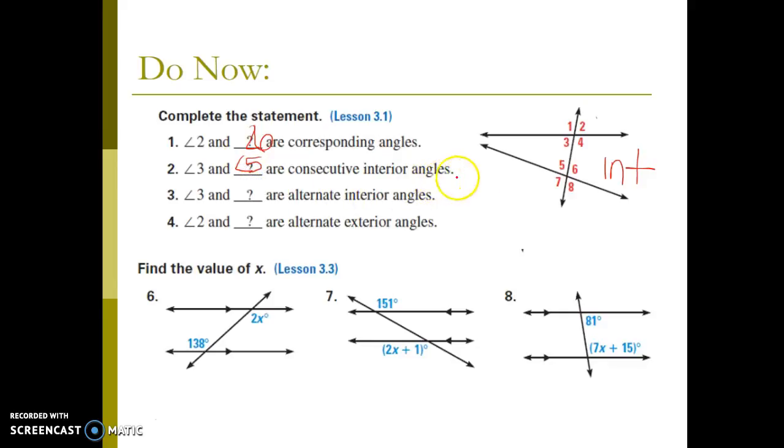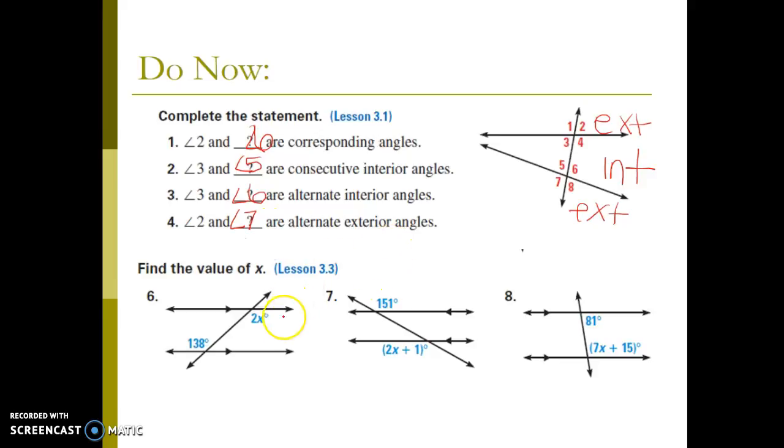For number 3, alternate interior angles, also still in the interior but on opposite sides of the transversal. So in this case, angle 3 and angle 6 would be alternate interior angles. And for the last one, alternate exterior angles, again, exterior being on the outside of the two lines, and alternate being on opposite sides of the transversal. So angle 2 and angle 7 will be alternate exterior angles.